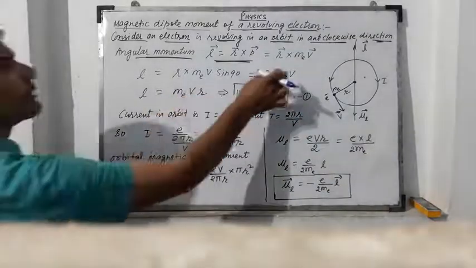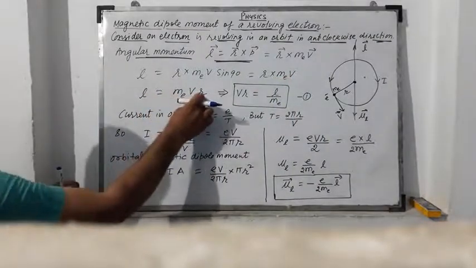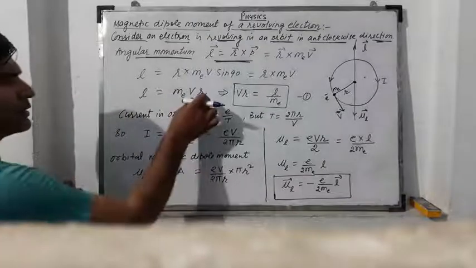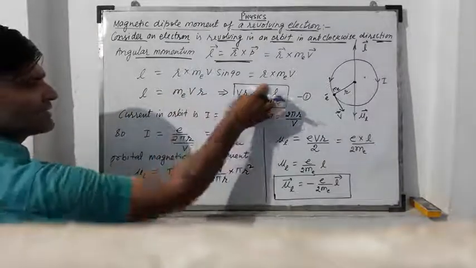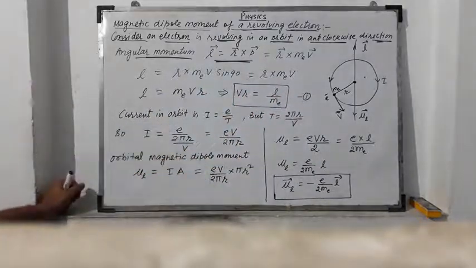Finally, rearranging this, we get L is equal to m_e v r. Here e is in subscript. So vr is equal to L upon m_e, equation number 1.